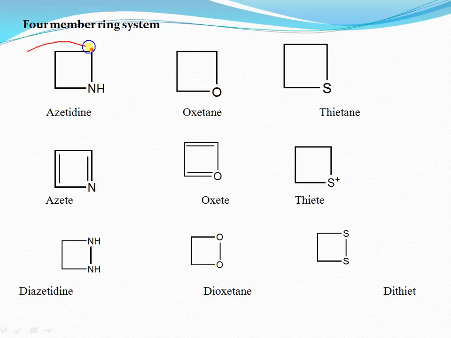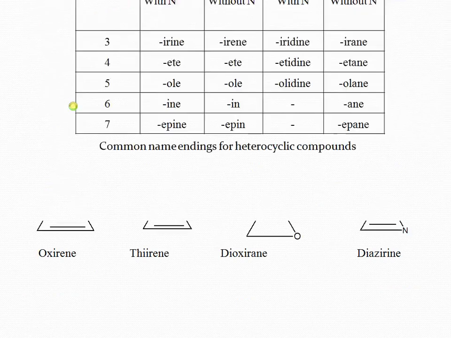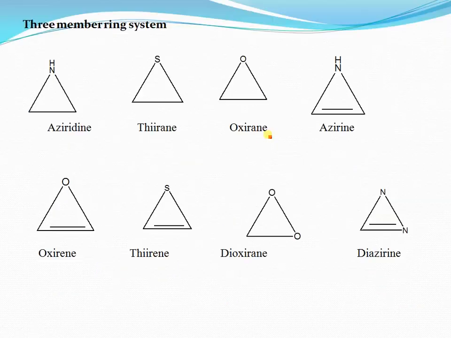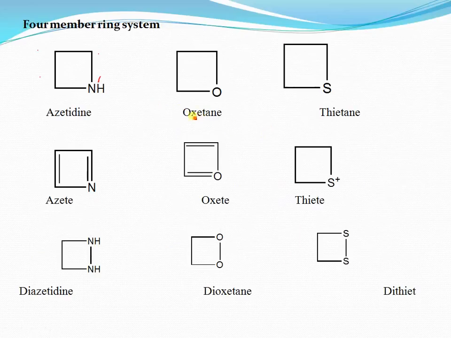Continuing with this classification, this is the 4-member azetidine, 1, 2, 3, 4. So azetidine, idine indicates 4-member, nitrogen containing, saturated, and aza, that's why it is azetidine. Oxetane. Etane indicates it is non-nitrogenous but saturated. It is thietane.